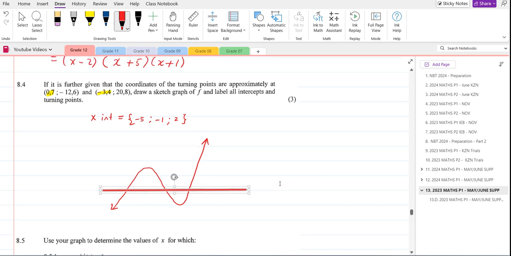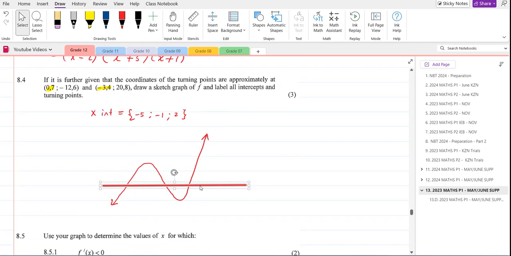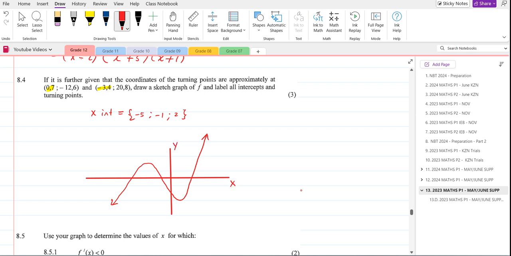And what was the y-intercept? The y-intercept was -10. So a little bit lower down, right? So I will put this next axis here, somewhere close to -10. Remember, the graph is not drawn to scale. So this is the x-axis, that's the y-axis, that's 0. This value is -5, this value is -1, and that value is 2, right? And this turning point here is -3,4, and this turning point here is 0,7, and this was -10 there.